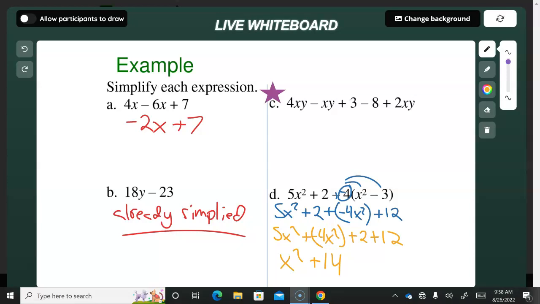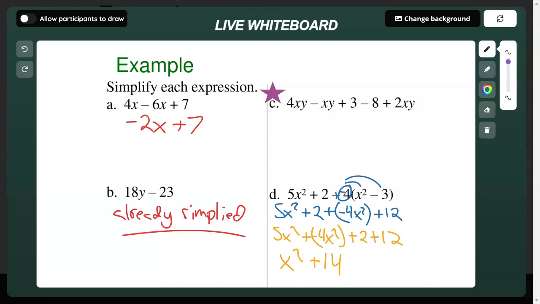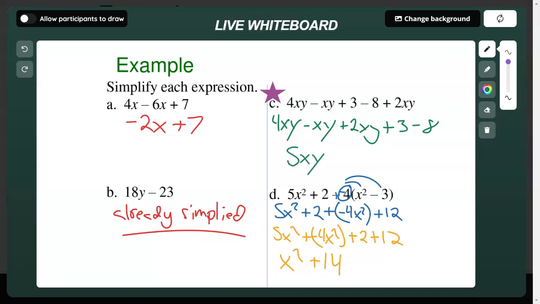So let's go ahead and do 4. So what can I do with C? In order to combine like terms, I have to do what? Commutative property. So what am I going to move together? So this doesn't need to move, and then I can add 2xy minus 8. So 4xy minus xy plus 2xy, 5xy. 4 minus 1 is 3 plus 2 is 5, and then 3 minus 8. Boom, done. All right.